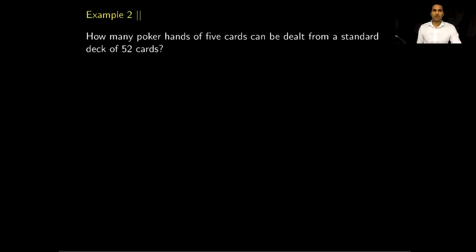Our example number 2 is: how many poker hands of 5 cards can be dealt from a standard deck of 52 cards? To start the solution, first we need to identify whether this problem is a combination or a permutation problem. We have a total of 52 cards and we need to select 5 cards, and the order in which we select these 5 cards really doesn't matter. So we will use the method of combination.